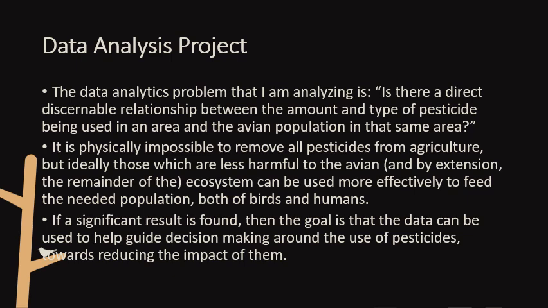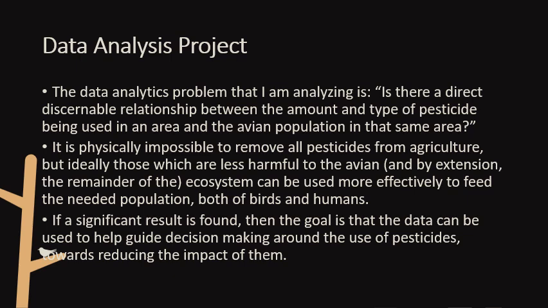But in a perfect world, we should be able to determine which are more or less harmful to the population of animals in general, not just birds, but birds and therefore creatures that feed on birds, and so on through the ecosystem. And we could determine which pesticides would be more effective, more able to be used to maximize crop output while minimizing damage to the remainder of the ecosystem.